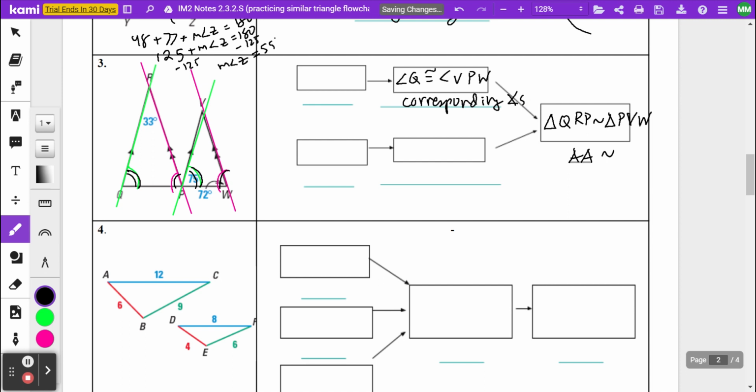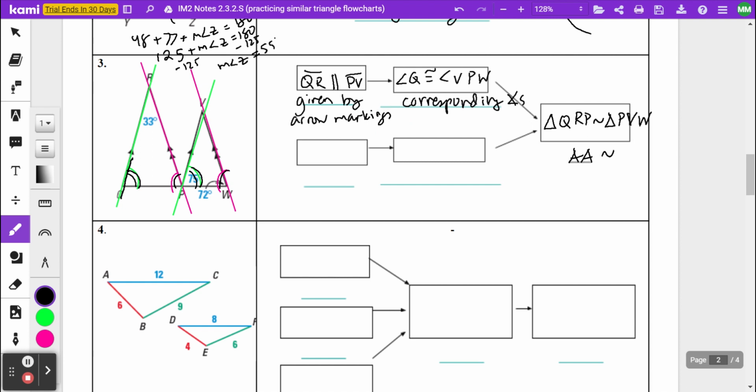Now, this is only allowed if I talk about parallel lines, so I have to. The appropriate parallel lines to talk about are the ones that touch angle Q and VPW. So I have line segments QR and PV are parallel, which is given by arrow markings.